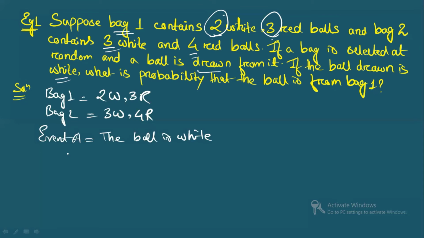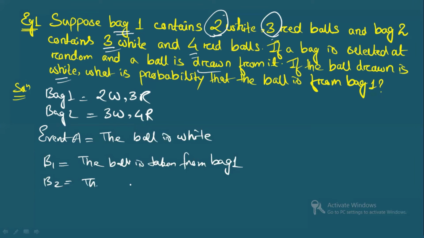Next, if you see here, B1 and B2, because you're having 2 bags, right? So the first, B1, is what? The ball is taken from bag 1, and B2 is the ball is taken from bag 2. Clear? Now we will write the formula.